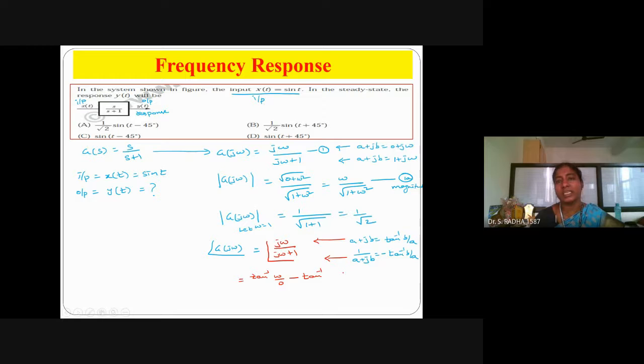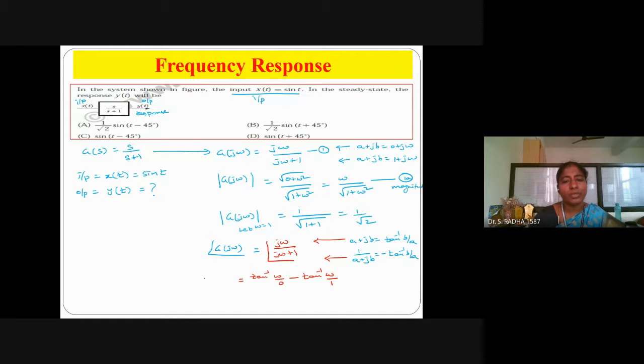You need not write it in the denominator. Those are all the angles, together we have to add. So minus tan inverse, imaginary part is omega, real part is 1. I am calculating from equation 1, then calculating the angle. So if there is a numerator factor a plus jb, we write plus tan inverse imaginary by real. If we have a denominator factor, we write minus tan inverse imaginary by real.